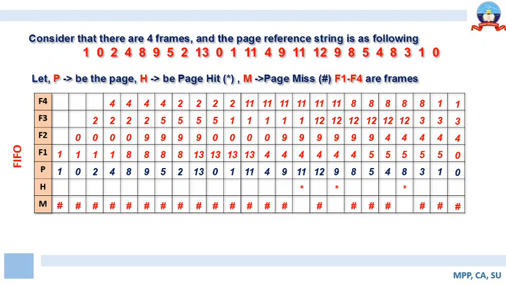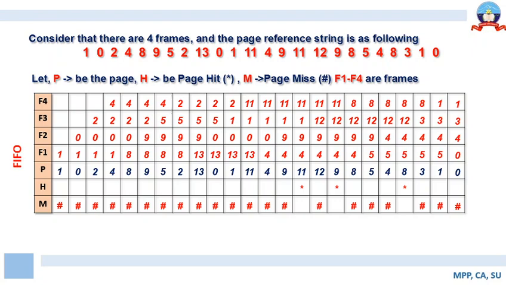So this is the way the first in first out algorithm works. Here we replace the oldest page whenever a page miss occurs. Whenever there is a page miss or a page fault, the oldest page will be replaced by the latest one.